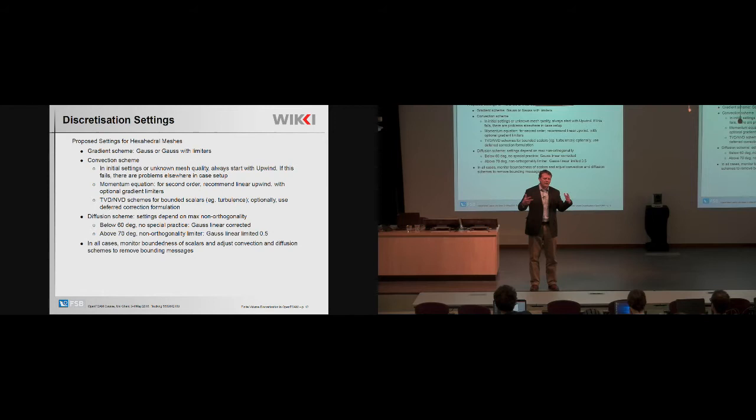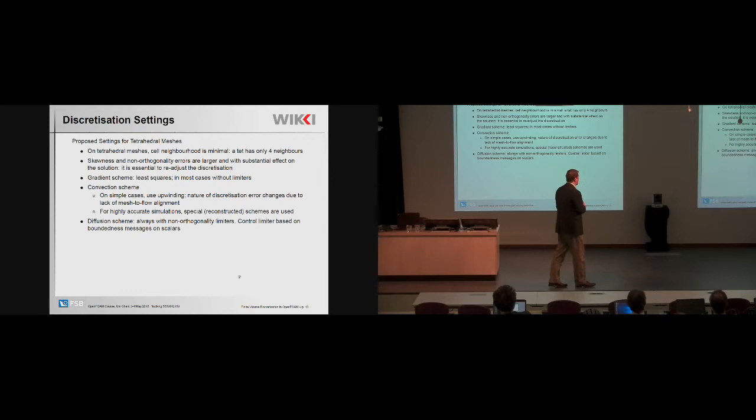For tetrahedral meshes, we have slightly different settings. Number one, the Gauss gradient is not good enough because the neighborhood is minimum. Every tet has got only four neighbors if you're lucky. Okay, if you have a tet in the corner with three walls at the boundary, you only have one neighbor.